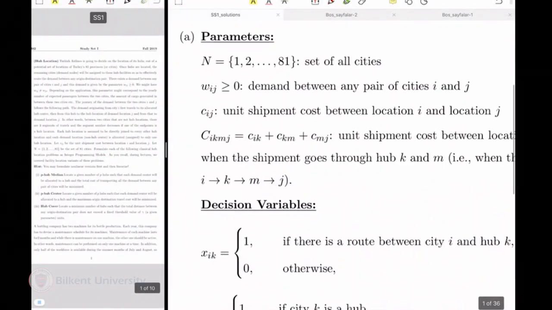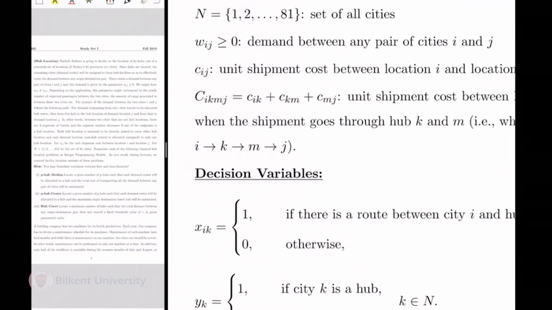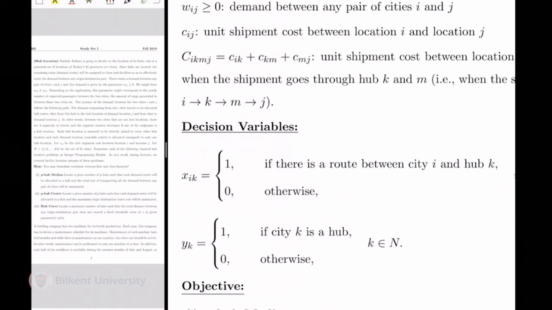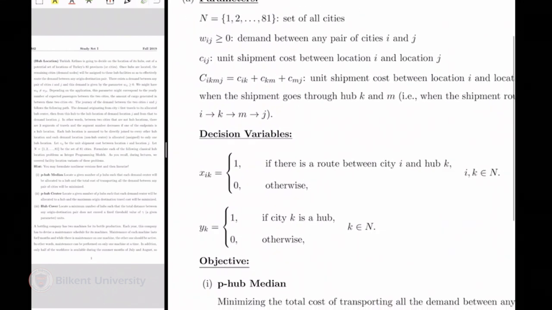So how to model this problem? First of all, the parameters. Big N is the set of all cities, Wij the demand, Cij the unit shipment cost. So I introduce another parameter, capital C, IKMJ, which is the summation of the three-part cost that going from demand node I to J would incur. So I go from node I to hub K, from hub K I go to hub M, and from hub M I go to node J. I sum it up so that the model is a little simpler and nicer, avoiding confusion in the model. So as you see, I to K, K to M, M to J.